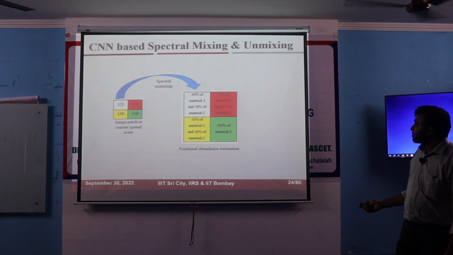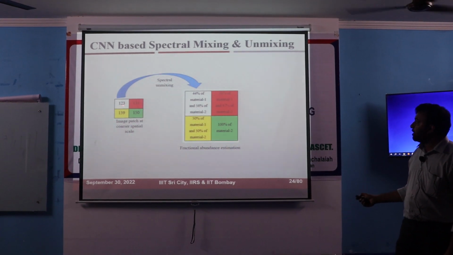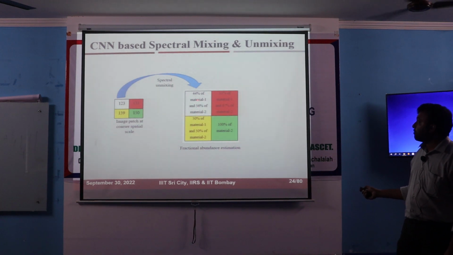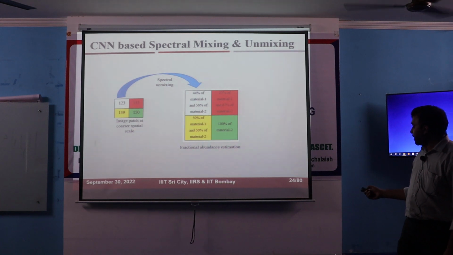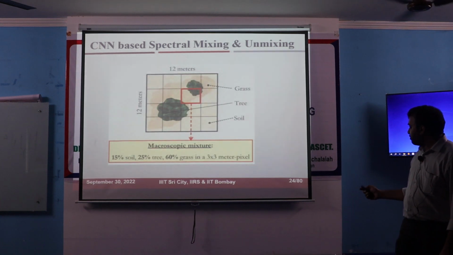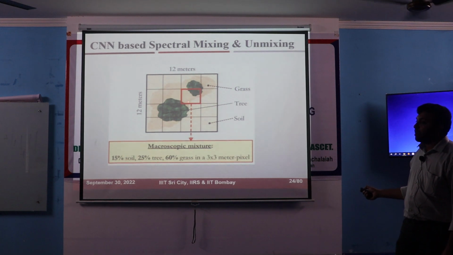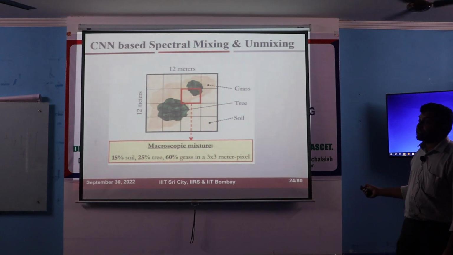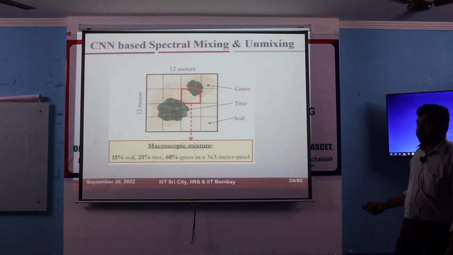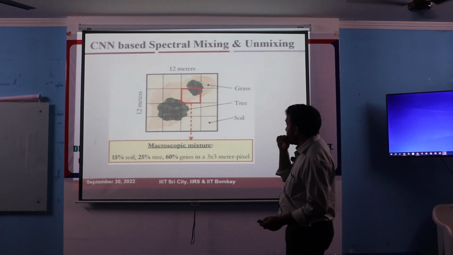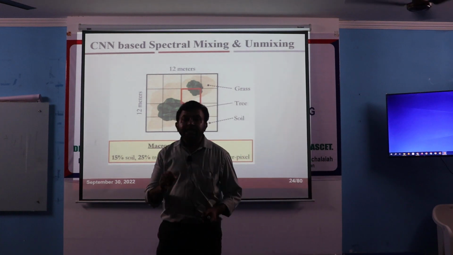So you will have only one value. From that you have to identify what percentage of material 1 is there, what percentage of material 2 is there. So if I get one spectra here, I have to understand how much percentage of vegetation is here, how much percentage of soil is here. See, this is called linear mixing.